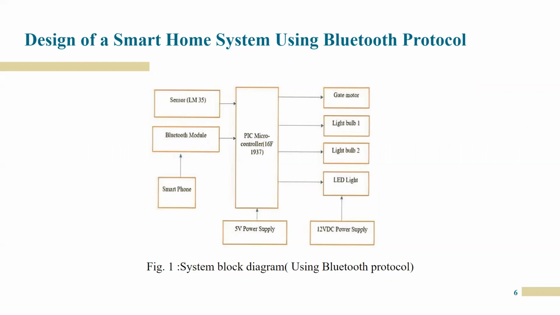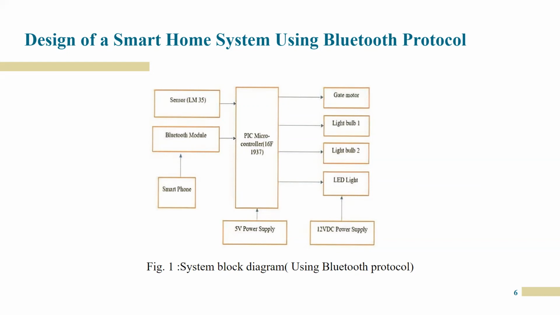So as you can see, we are having sensors and a Bluetooth module. Then that is connected to the PIC controller, that is PIC controller 16F1937. This is the PIC controller that we are using, or in this literature we can find. So it will be having a 5-volt power supply. Then the equipments or appliances, here we can see a gate motor, light bulb, LED light, etc. So these all are connected to relays. Through that relay, we are controlling these appliances.